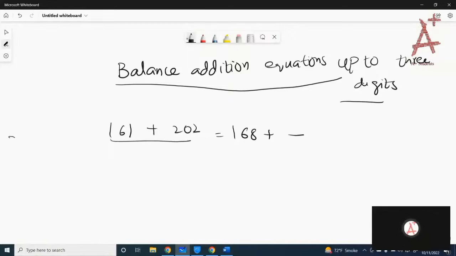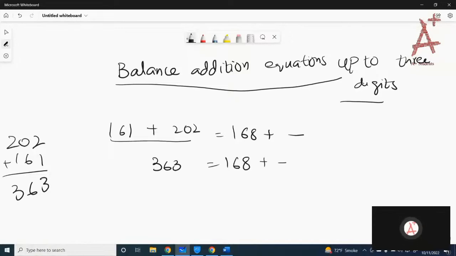Just add 202 to 161. So it would be 2 plus 1 is 3, 6 plus 0 is 6 and 2 plus 1 is 3. So at this side you have 363. So this is the same case we just did in the last topic. Now you have the sum, you have the one number, you have to find the missing one. So just subtract 168 out of the sum. So 363 subtract 168. Got it?